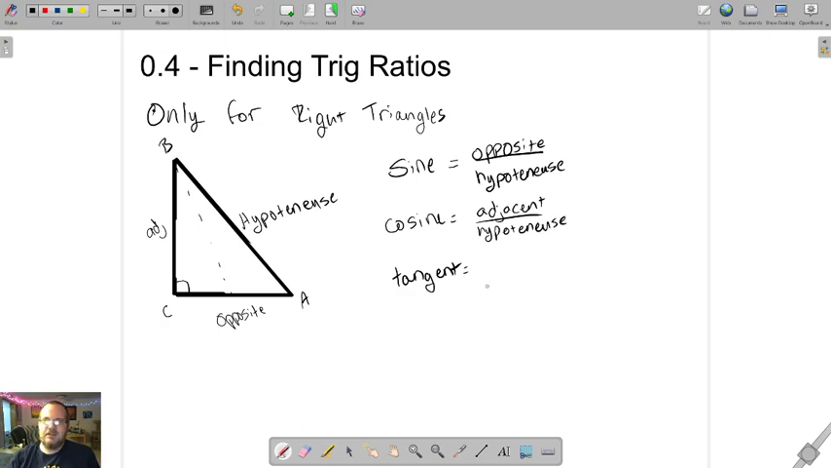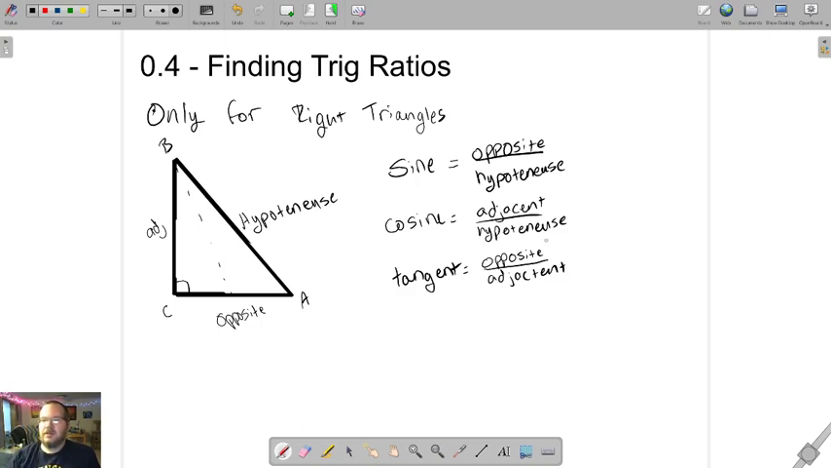And the last one is the tangent. The tangent is the opposite side over the adjacent side. So it changes depending on which angle you're using. The only side that doesn't change is the hypotenuse, and each of these have sides that aren't the hypotenuse. So it's going to change based on which trig ratio you want and which side you're dealing with.